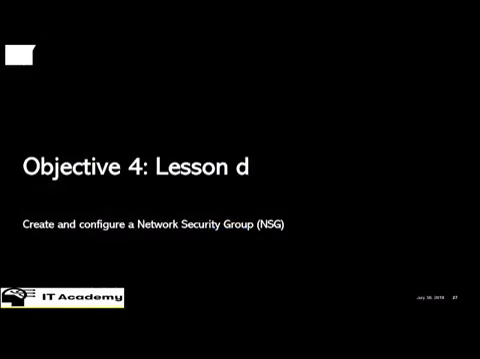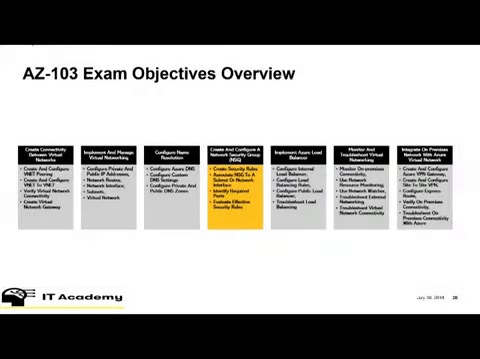In Lesson D of Objective 4, we're going to learn how to create and configure network security groups, allowing us to control the traffic that can flow onto a virtual network card or into an entire virtual subnet. As a Microsoft Certified Azure Systems Administrator, you need to be able to use network security groups to control the traffic on your networks. Now we can use that to create network security groups.